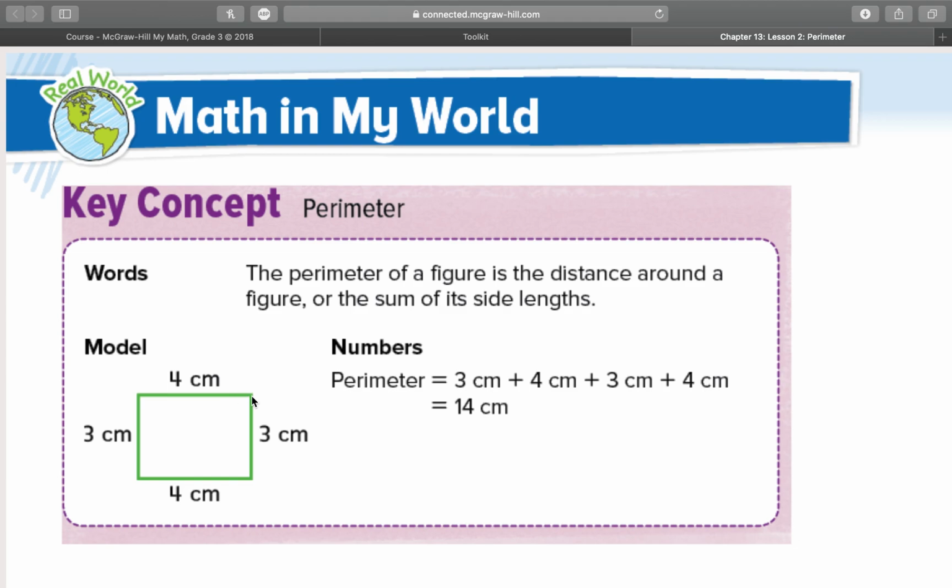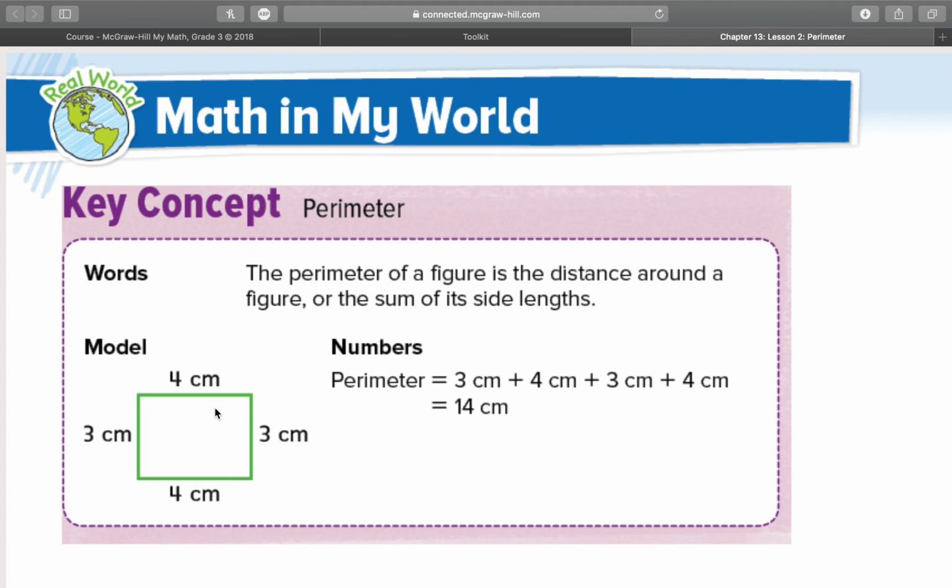Or you could think of it this way: if you take a shape and a string and you tie it out on each corner, and then you pull the string and measure how long the string is total, okay? So it's just adding up all of the sides to see how long the distance is all the way around the figure. That's what a perimeter is.